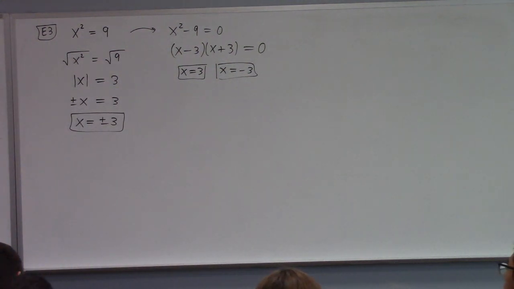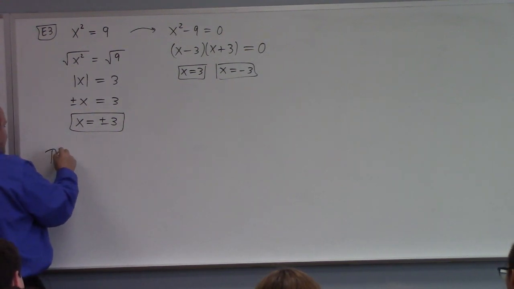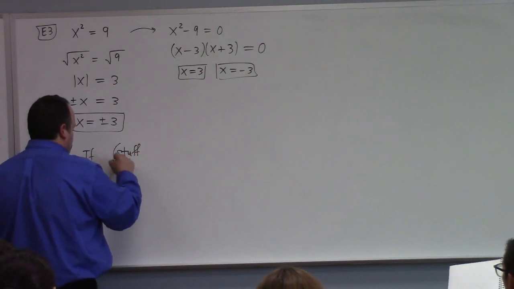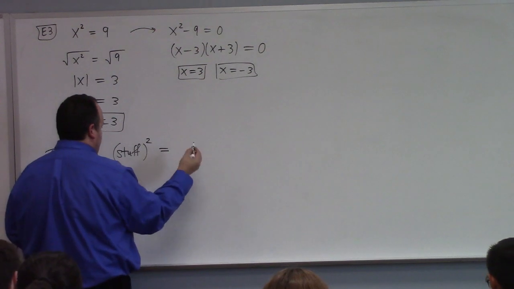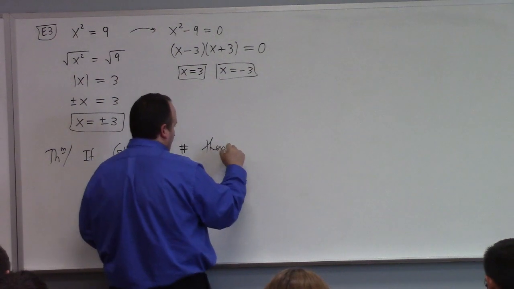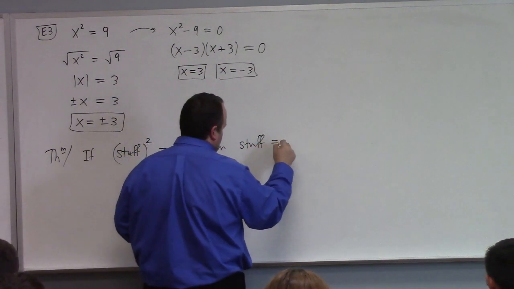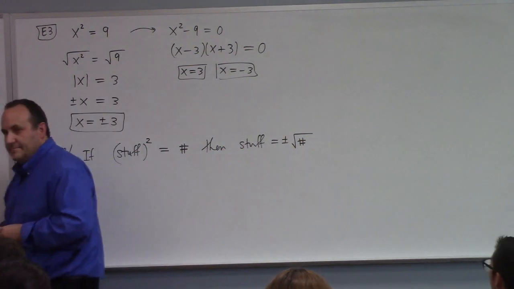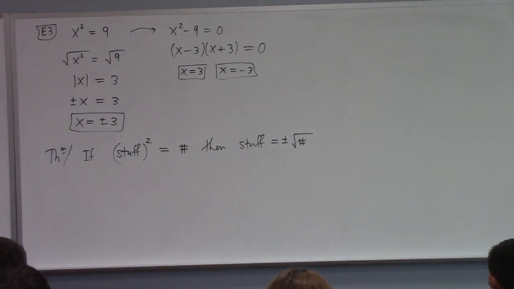But this is a sufficiently important thing. We should give this thing a name. Let's call it a theorem. Theorem: if stuff squared equals a number, then stuff is equal to plus or minus the square root of the number, whatever that is. Because I don't want to do this absolute value thing every time. I just like to apply this theorem, okay? And you would too, right?